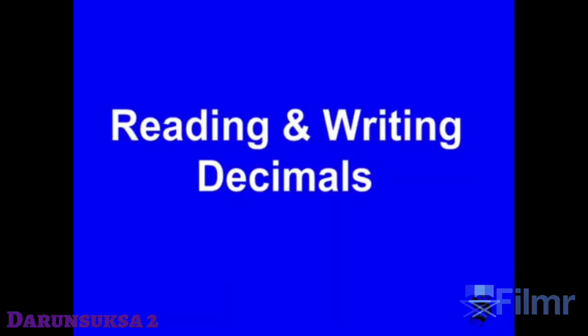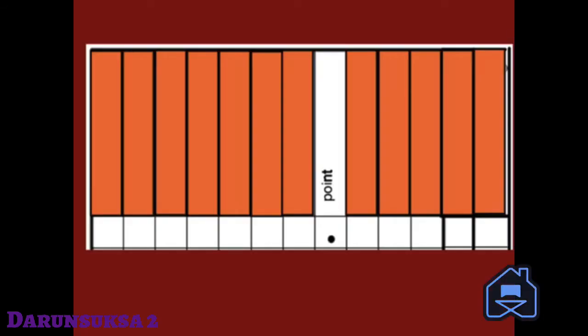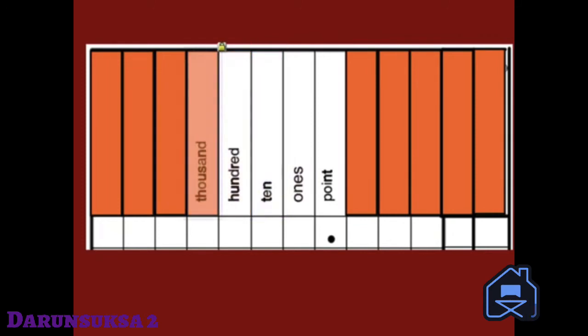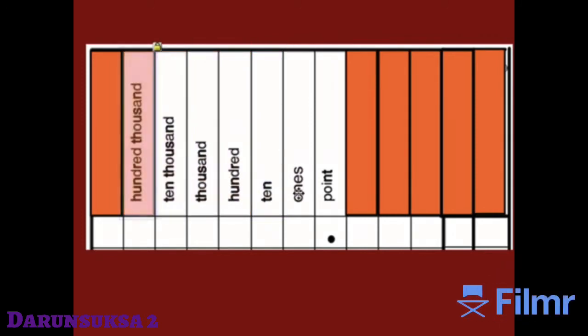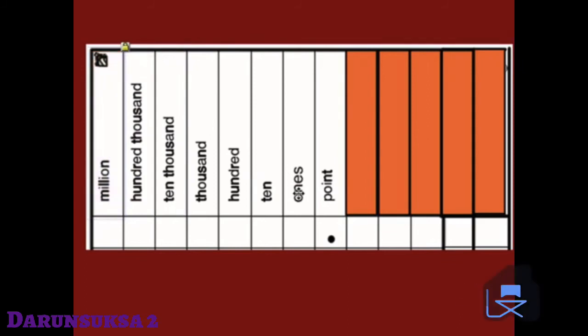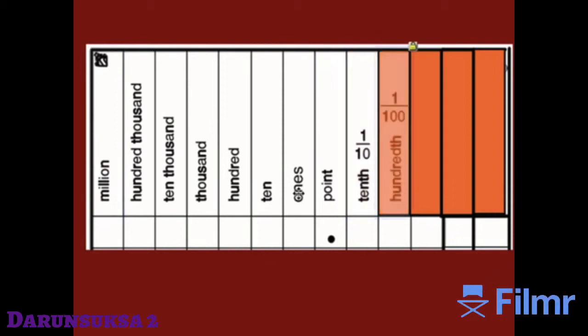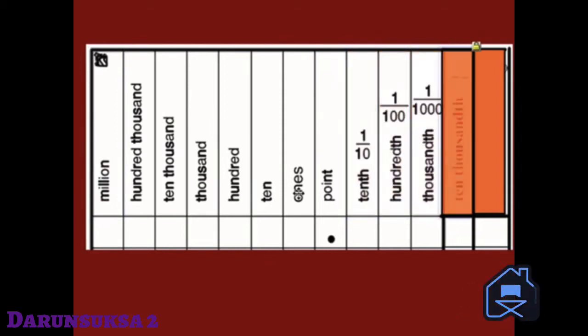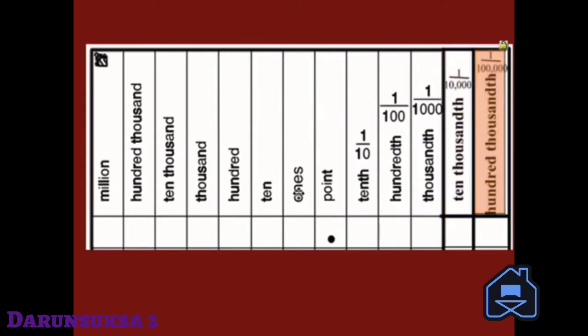Reading and writing decimals. Well, a decimal is essentially a number with a decimal point. And let's take a look at the left-hand side of the decimal point. You know this is the ones place and the tens and the hundreds, thousands, 10,000s, 100,000s, and millions place. Let's take a look to the right of the decimal point. Well, this first position is your tenths, and then you have the hundredths, thousandths, 10,000ths, and 100,000ths. And we could go on if we wanted to.